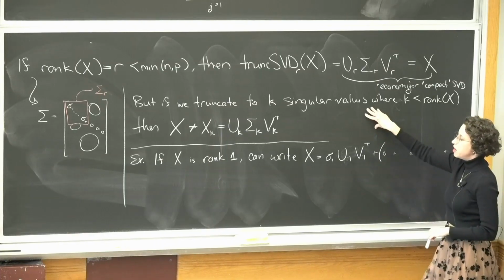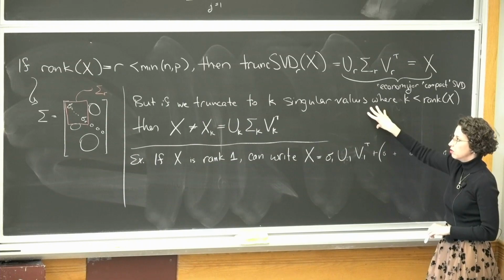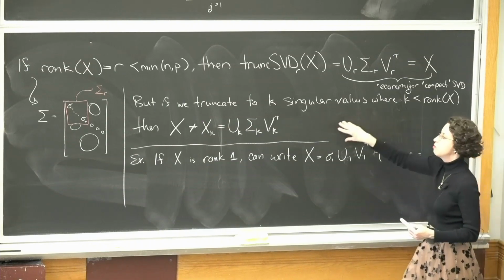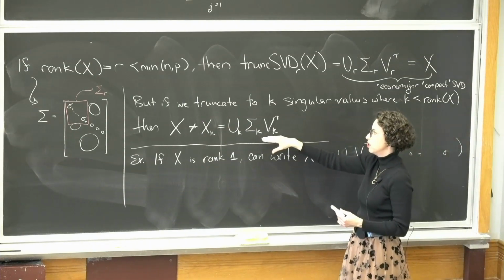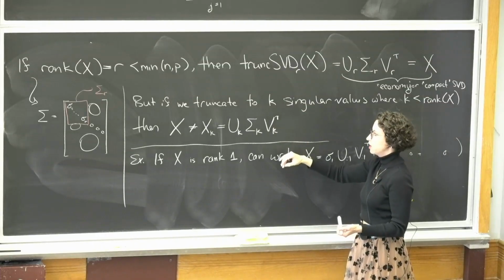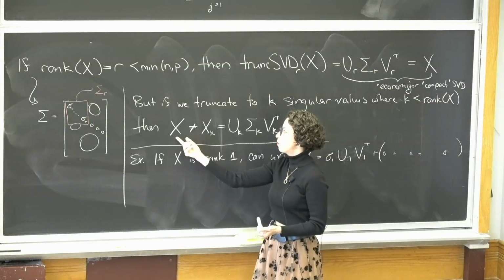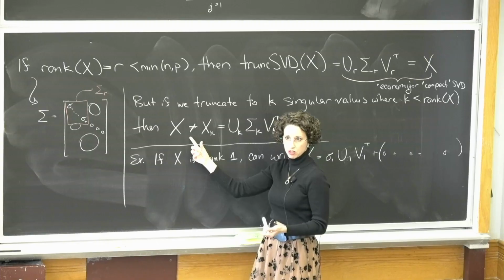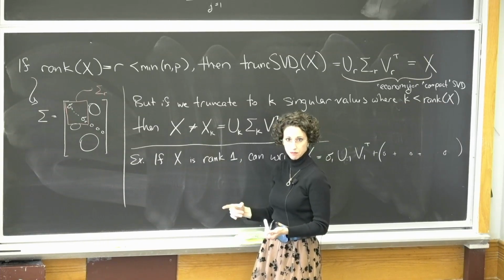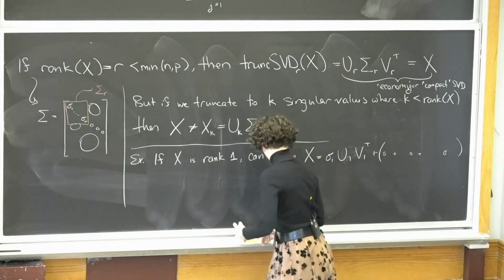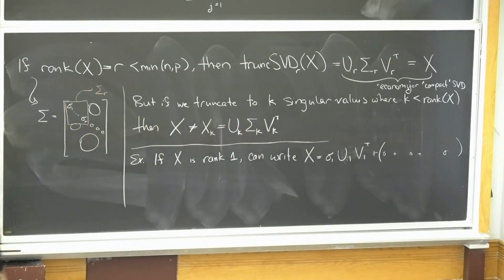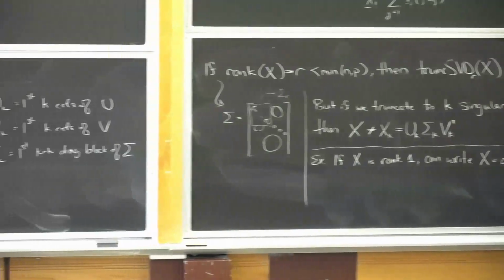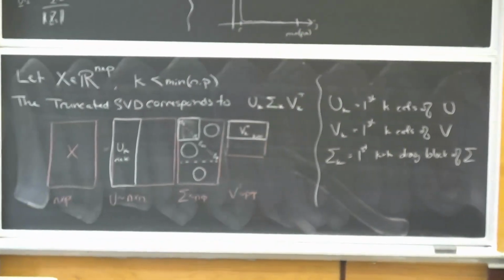But if we have a matrix where we truncate some of the singular values that are not equal to 0, then all of a sudden we're getting an approximation to the original matrix. We've cut off some actual information about the content of X. So let me try to represent this graphically in a way that I hope will help a little bit.